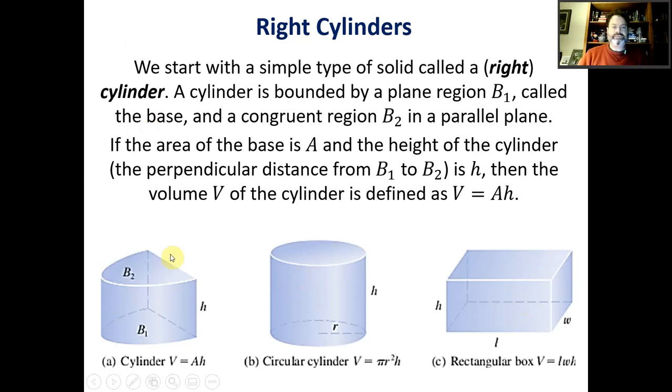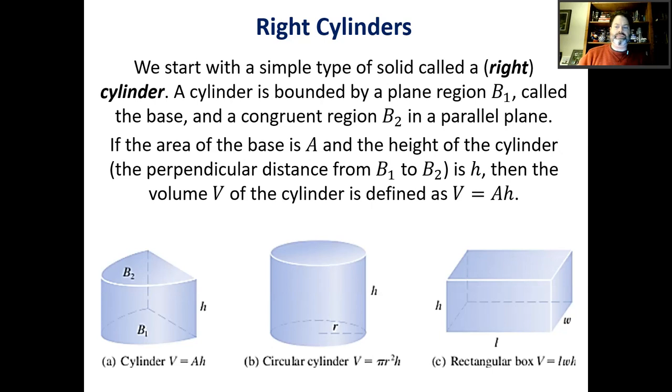And if the angles where the edges join the top and bottom are all right angles, it's called a right cylinder. So we're only looking at right cylinders because we're going to use this to do some integration problems.